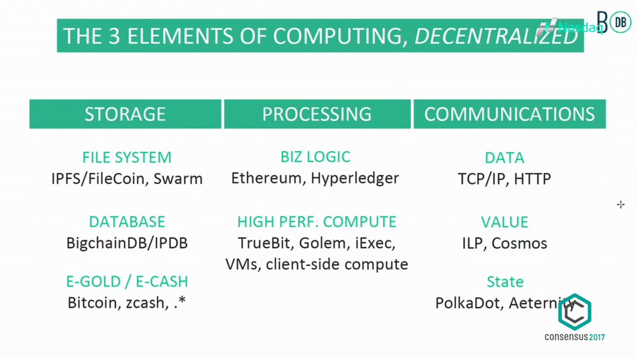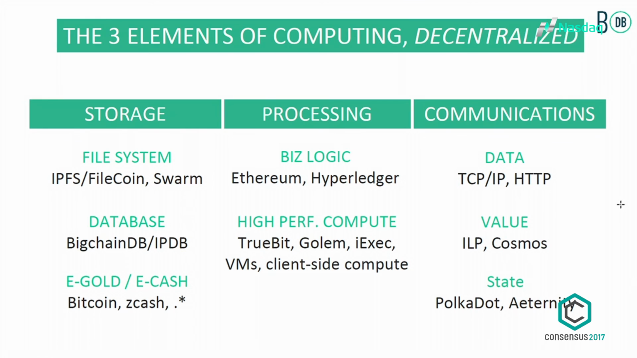So with this, there's actually been an emerging compute stack that's decentralized. And the elements within this are storage, processing, communication once again. And within that, we've got file systems, database, and eGold or eCash for storing tokens of value. And there are some emergent players here, right? For file systems, a key one is IPFS and Filecoin. Juan will be following me giving his talk.